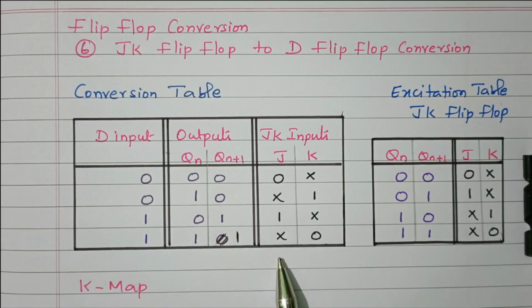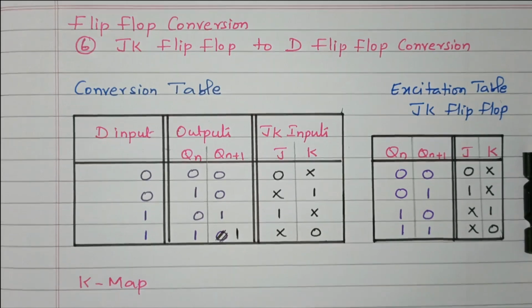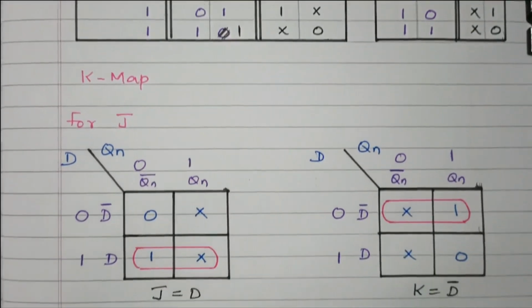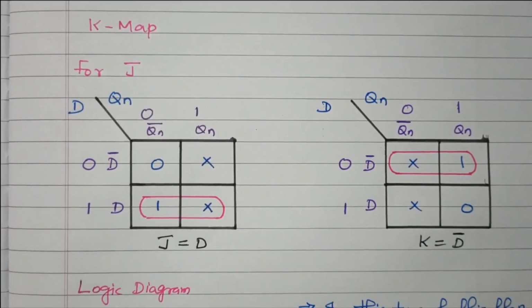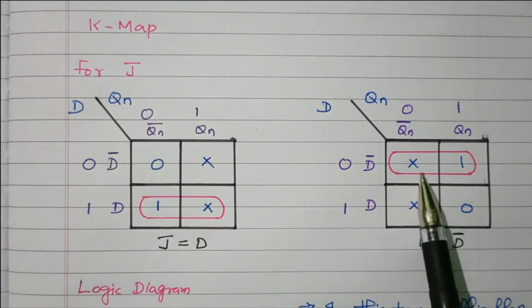Now we need to find the logical expression for J and K. Then that can be implemented with the logic diagram. Now we will use the K map to find the logical expression for J and K. Now we'll see the K map. So this K map is available. This is for J, this is for K.